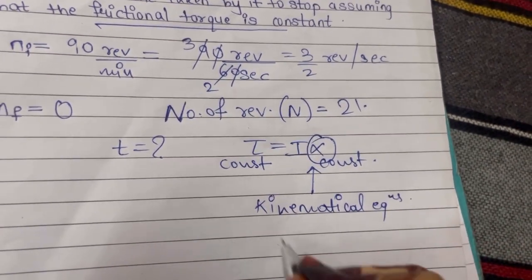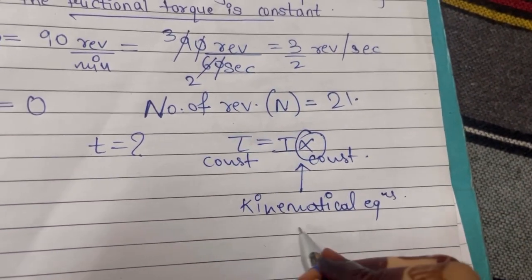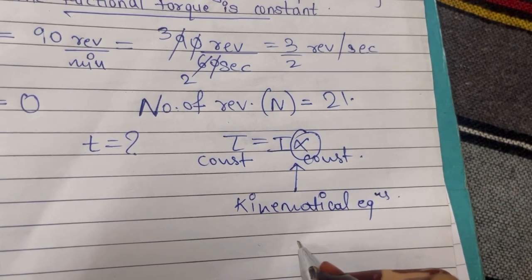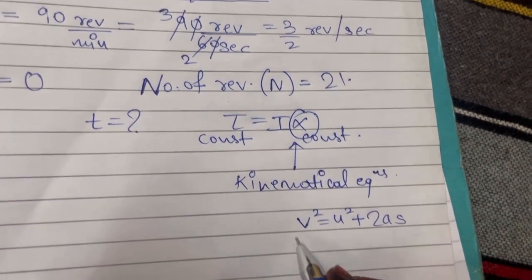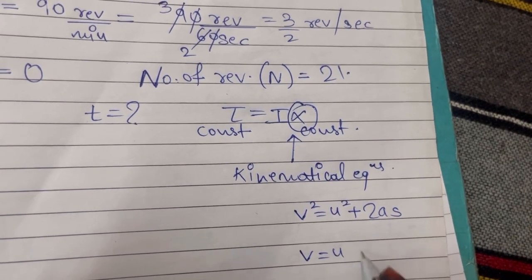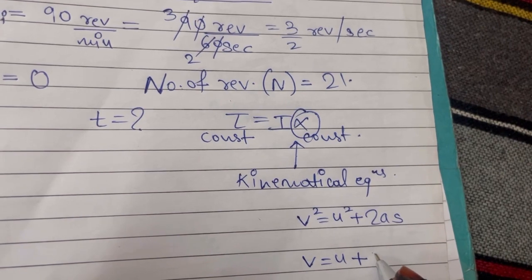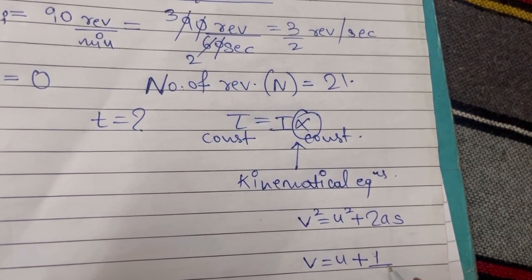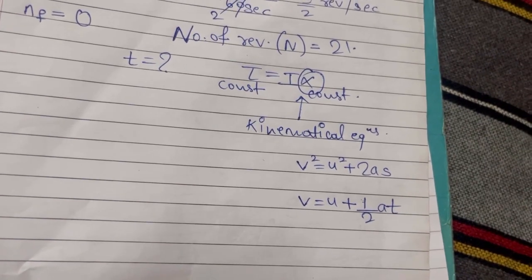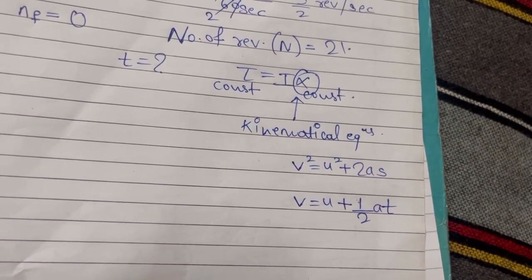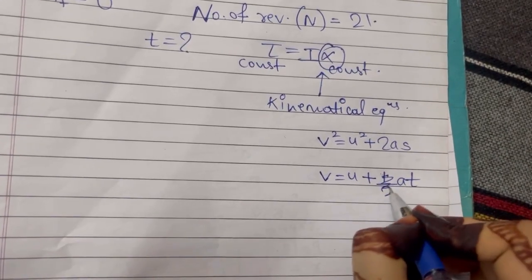Kinematical equations, first we'll look at kinematical equations for linear motion, that is v square is equal to u square plus 2as. We also have s is equal to ut plus half at square, and v is equal to u plus at.